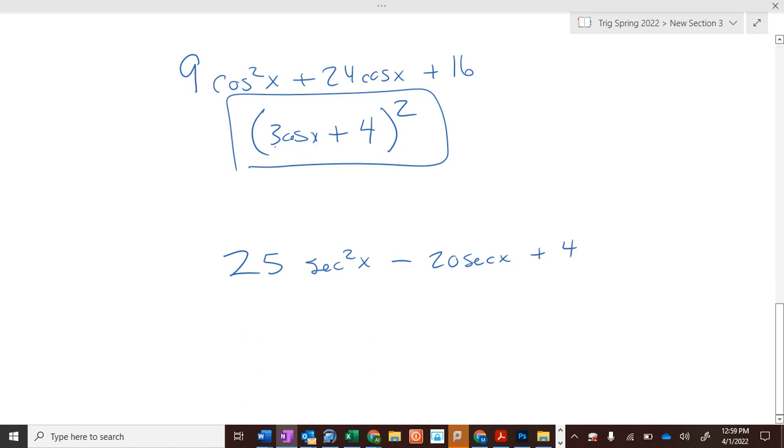So, first and last terms each have square roots, right? So it's quantity squared. What's the square root of the first term? 5 secant of x. Sign of the middle term? Minus. Square root of the last term? 2. Is 2 times 5 times 2, 20? Yep, it works. Okay, that's perfect square trinomials.